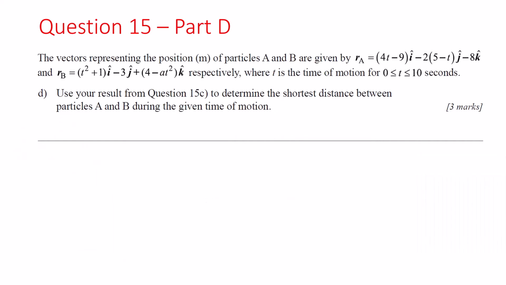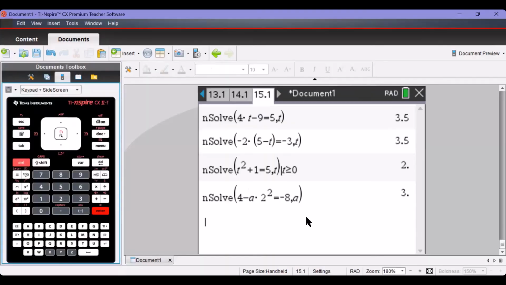In part D, we're asked to use part C to determine the shortest or minimum distance between the two particles during the given time of motion. So what we'll do is we will say, well, okay, let's let vector RB minus vector RA be a D of t. So D, open bracket, t, and we'll assign that. So we'll press Control, symbols template to get the assign command.